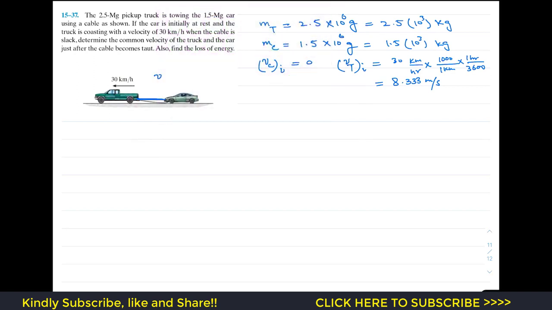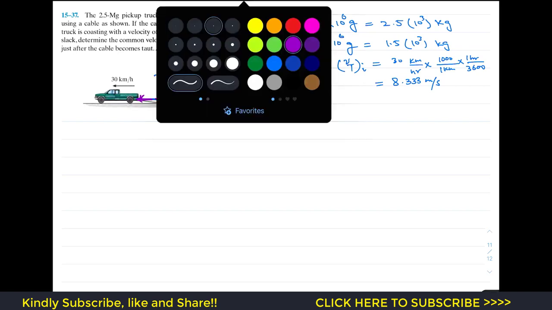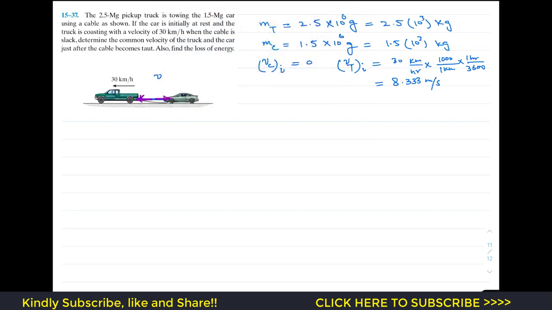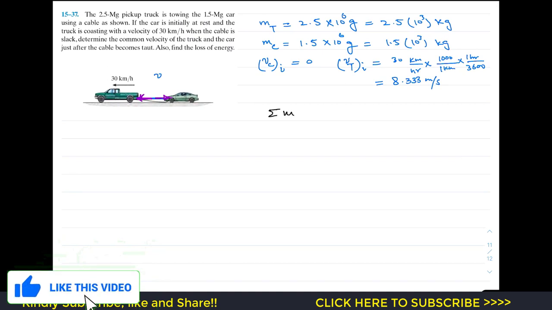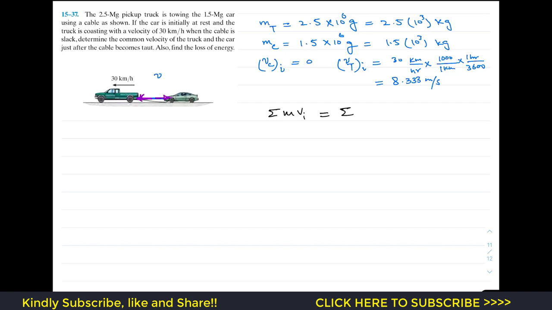The tension in the cable cancels out, right? Since the truck is going to apply the tension in this direction, and as a reaction the force on the car is applied in the opposite direction, but they are internal to the system. These are impulsive forces, but they cancel out each other, and as a result we can say that the momentum is conserved. So we can apply the law of conservation of momentum, which says that the summation of the initial momentum will be equal to the summation of the final momentum.